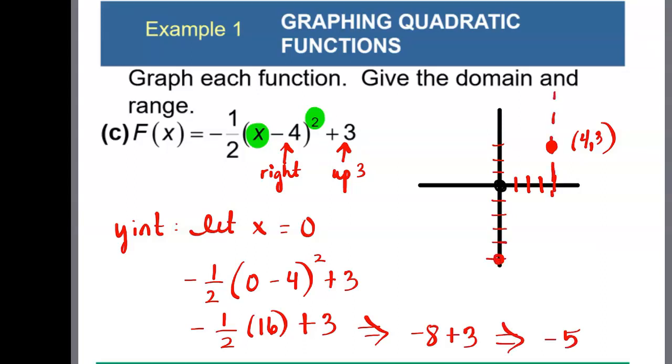So I have my axis, I have my vertex, and another point. And so that's really all I need. Based on symmetry, I can go ahead and graph the other side. Okay, so again, not the only way, but it is a way to go ahead and get that graph. The domain is negative infinity to infinity. The range is negative infinity, comma, 3 with a bracket.